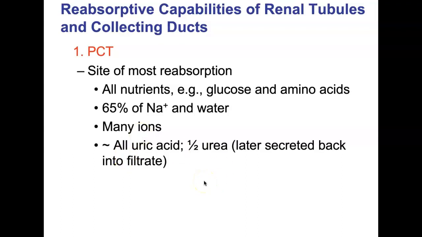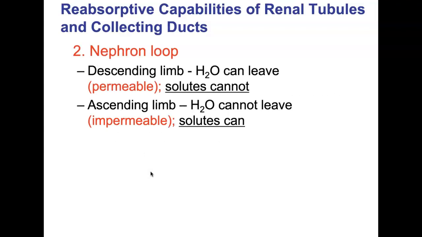All the uric acid is going to be reabsorbed. Half of the urea, and we'll see why some of that urea has to be secreted back into the filtrate, because you want those components that you don't need in the blood, of course, to become urine or be excreted out.